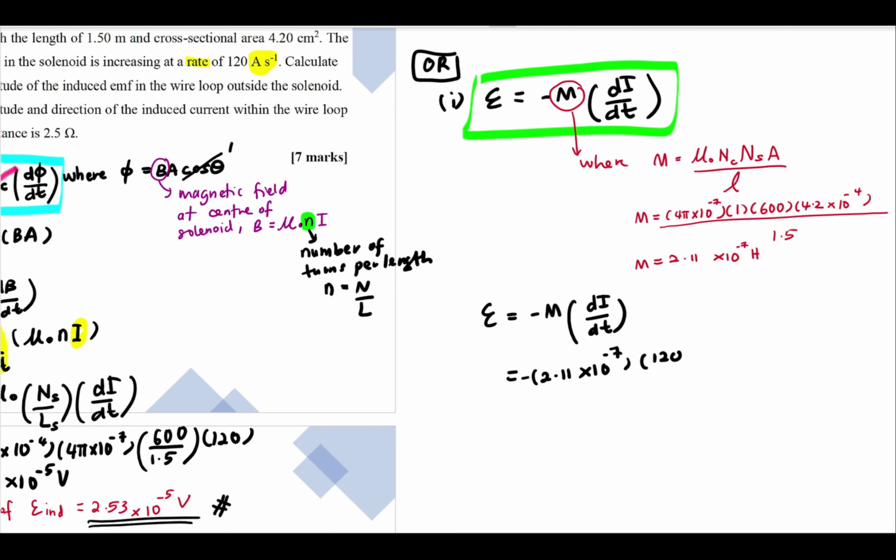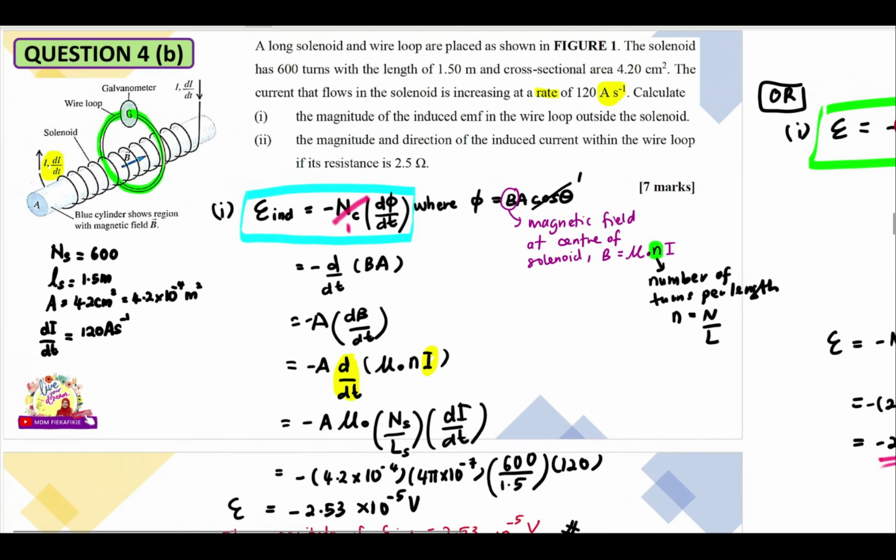Soalan dah bagi. Kita masukkan saja. So, you akan dapat jawapannya sama dengan cara yang pertama yang kita buat tadi. So, this is the answer. Alright. So, finish for 4B1.